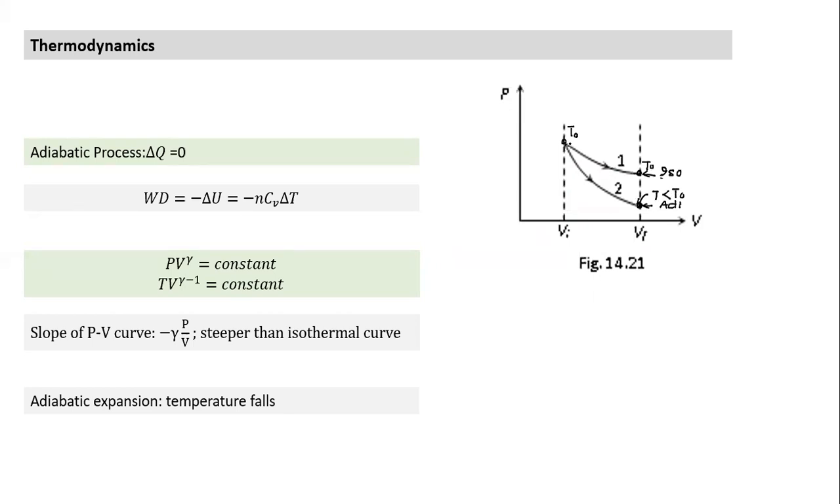So what we can infer from here is that when we have adiabatic expansion, temperature falls. Another way we could understand why the temperature is falling: as we move from here, we have moved below the isothermal curve. As we move below the isothermal curve, temperature will fall. So in adiabatic expansion, temperature falls.